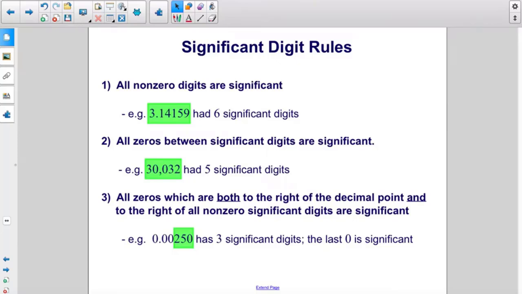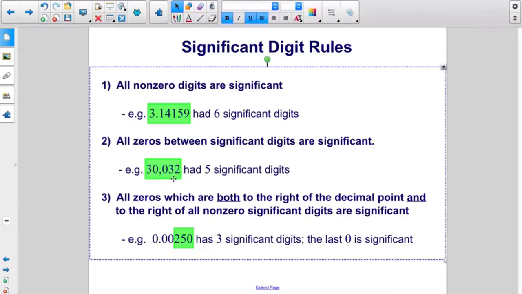Number 1. All non-zero digits are significant. For example, 3.14159 has 6 significant digits. Rule number 2. All zeros between significant digits are significant. For example, 30,032 has 5 significant digits. There are zeros in here, but they're surrounded by non-zero numbers.